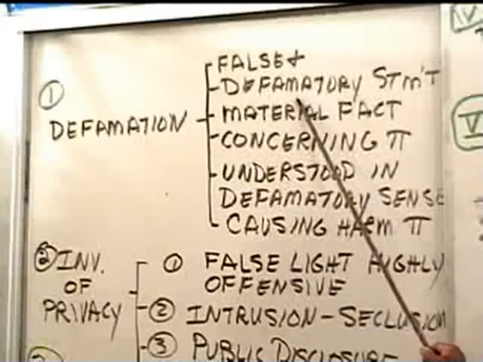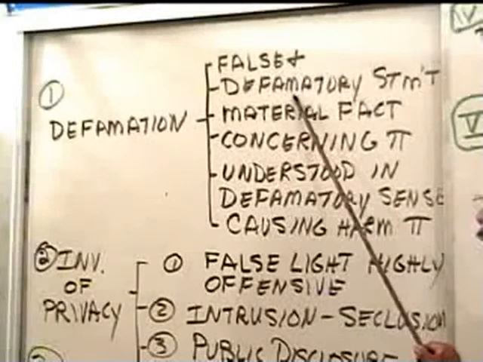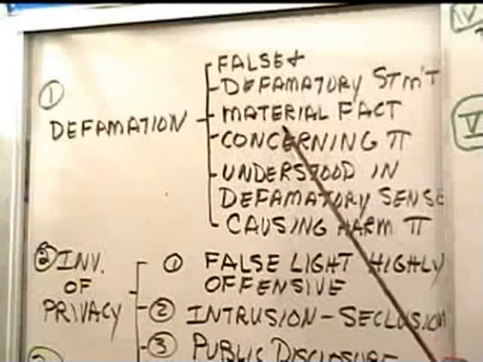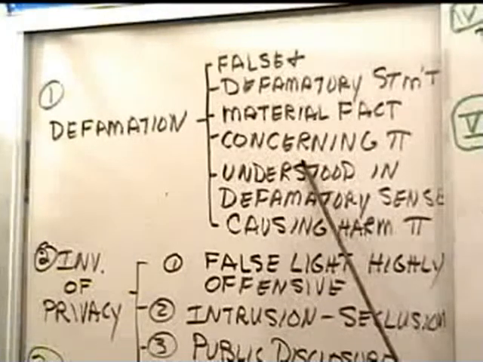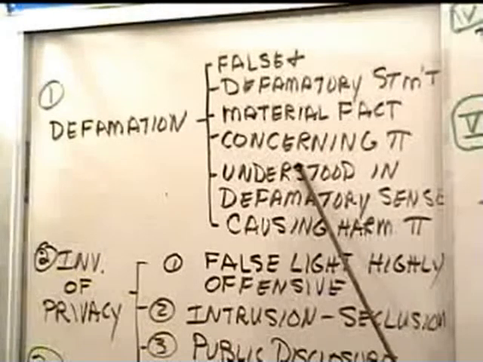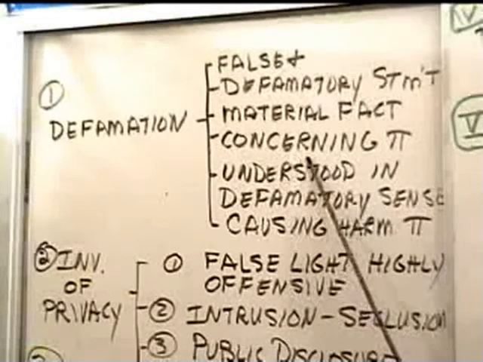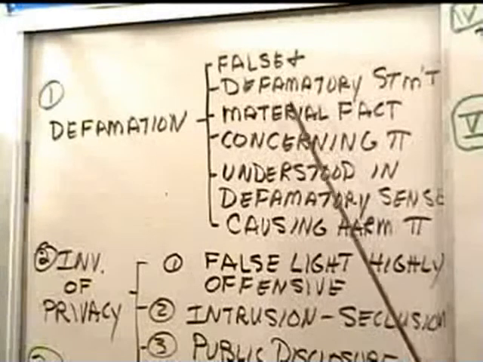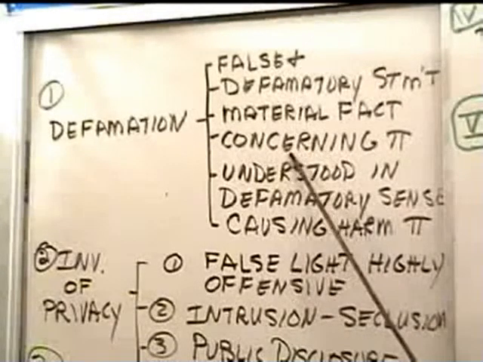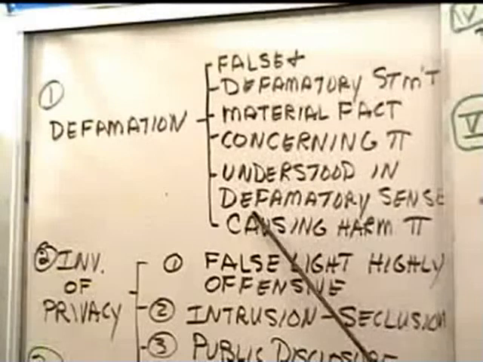Defamatory has a definition, holding the person up to scorn, ridicule, contempt. Material fact is self-explanatory. Concerning the plaintiff, this is where, if the statement is made about a group, does that still concern the plaintiff? Suppose you don't name the plaintiff, is it still concerning the plaintiff? So that element needs to be there. False, defamatory, material fact, concerning the plaintiff, understood in the defamatory sense.